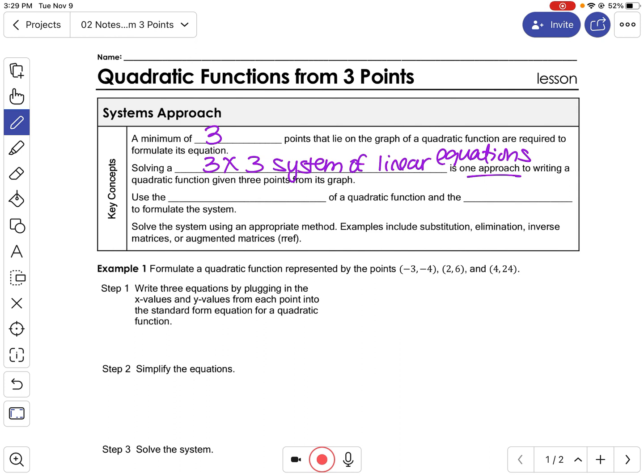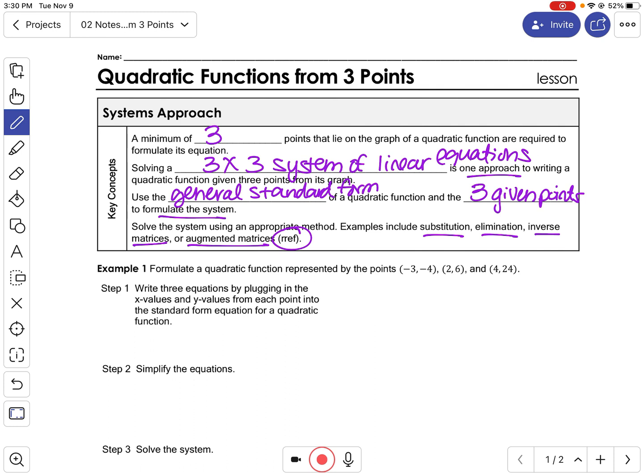Okay, use the general standard form of a quadratic function and the 3 given points to formulate the system. So you're going to come up with 3 equations. You're going to solve the system using any appropriate method. So the ways that we have gone over are substitution, elimination, inverse matrices, and augmented matrices, which is our reduced row echelon form.